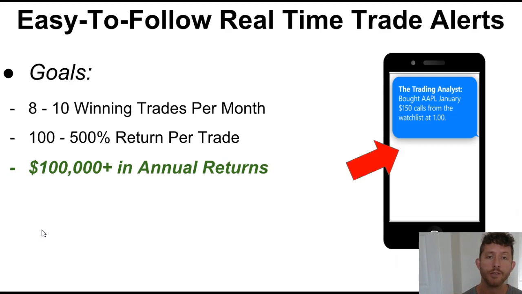The other goal here is 100% to 500% returns per trade, and we're able to achieve those gains mostly because we trade mostly options. So these types of gains happen all the time for us. Again, we trade some stocks. About 80% of our trades are options, about 20% are stocks, but most of the trades are options.